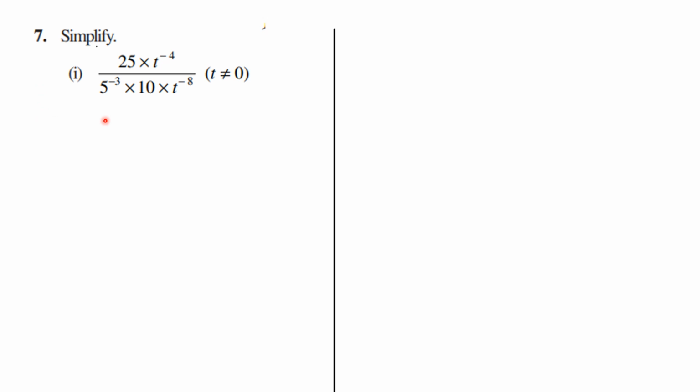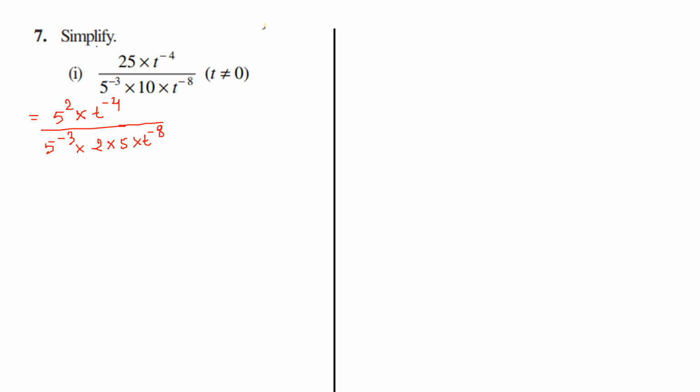So question number 7. Simplify 25 into t to the power minus 4 divided by 5 to the power minus 3 into 10 into t to the power minus 8. Now in such questions, first of all, I will represent all my composite numbers in terms of the factors of the prime numbers. Okay. So now 25 I can write as 5 square into t to the power minus 4 by 5 to the power minus 3 into 10, which I can write as 2 into 5 into t to the power minus 8. And now I am going to use the law.